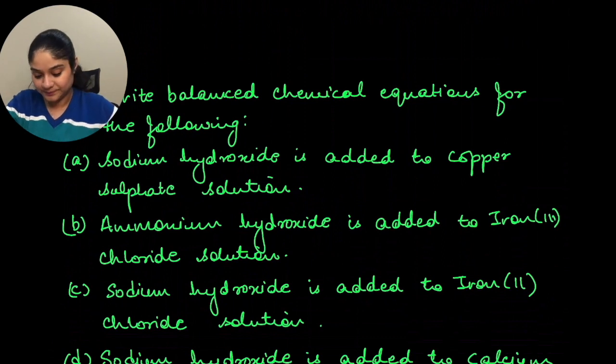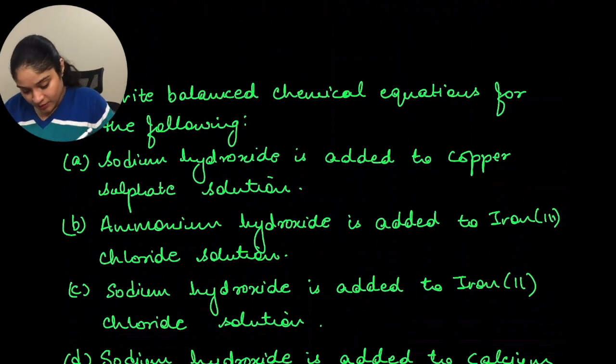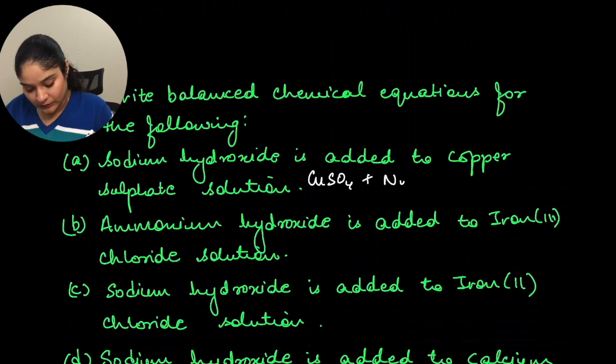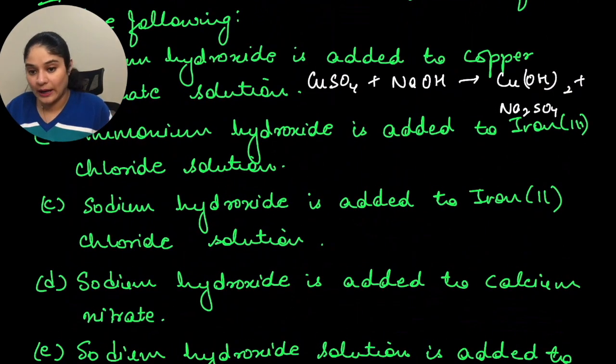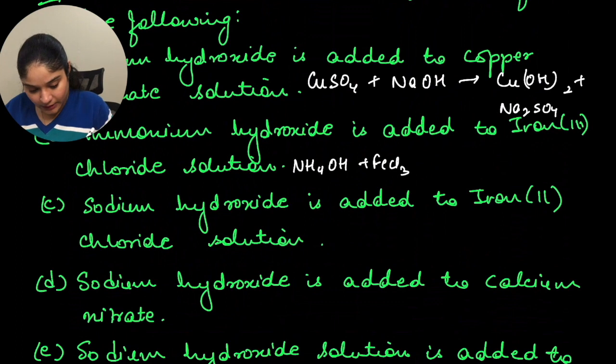Sodium hydroxide. I'll quickly write the equations as we go along. So sodium hydroxide is reacting with copper sulfate. So CuSO4 plus sodium hydroxide NaOH will give you Cu(OH)2 plus Na2SO4. Now next is ammonium hydroxide is added to iron 3 chloride. So in this case that will be NH4OH plus FeCl3, giving you Fe(OH)3 plus NH4Cl.